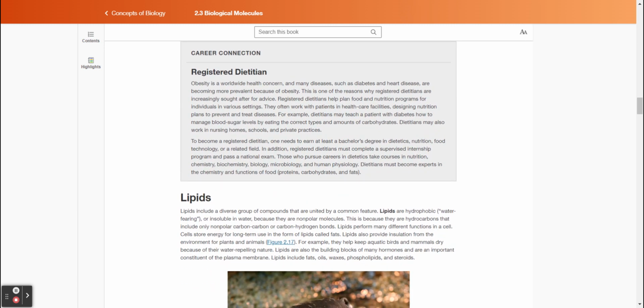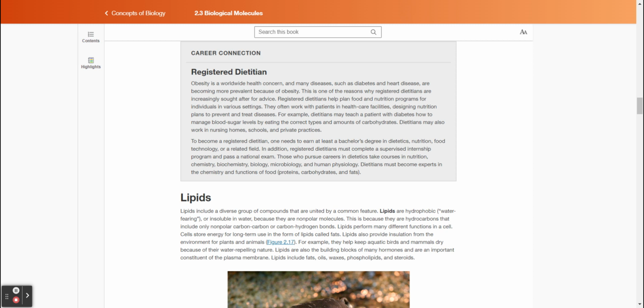Career connection. Registered dietitian. Obesity is a worldwide health concern, and many diseases, such as diabetes and heart disease, are becoming more prevalent because of obesity. This is one of the reasons why registered dietitians are increasingly sought after for advice. Registered dietitians help plan food and nutrition programs for individuals in various settings.